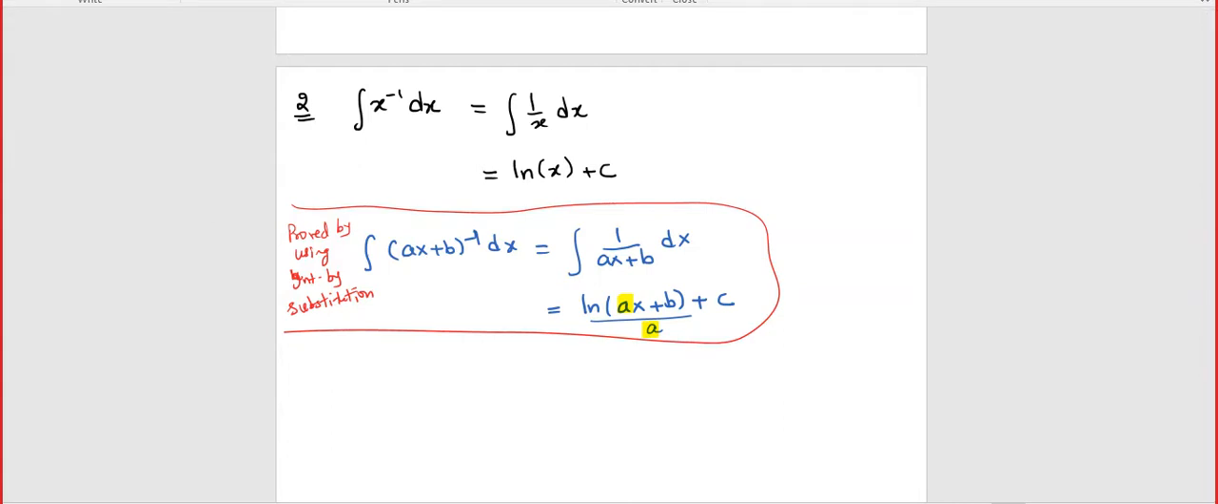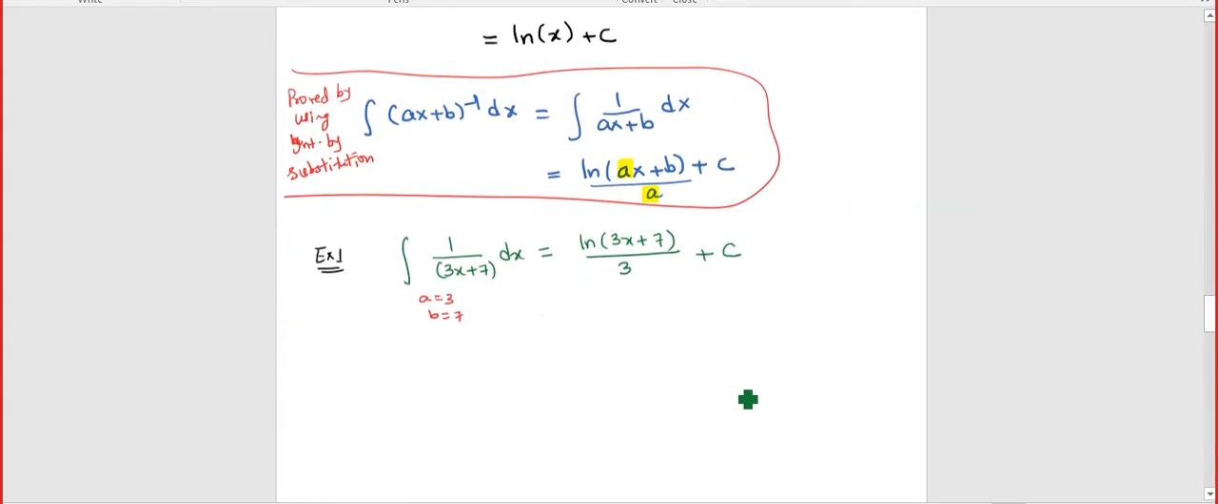Okay, so I'll give you an example related to this rule, like suppose how you are going to work on it. Say you need to integrate 1 over 3x plus 7 dx. As it is matching this rule, you have a is equal to 3, b is equal to 7. So the rule gives you ln of (3x plus 7) over a, which is 3, plus c, the coefficient of x.